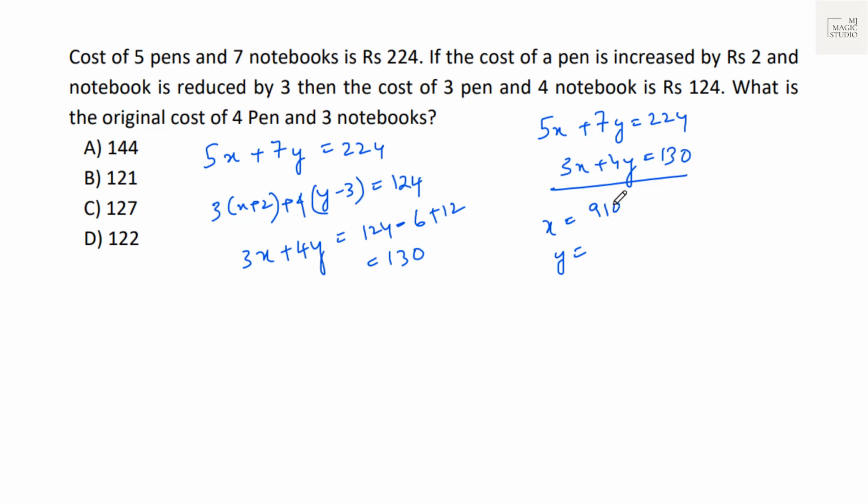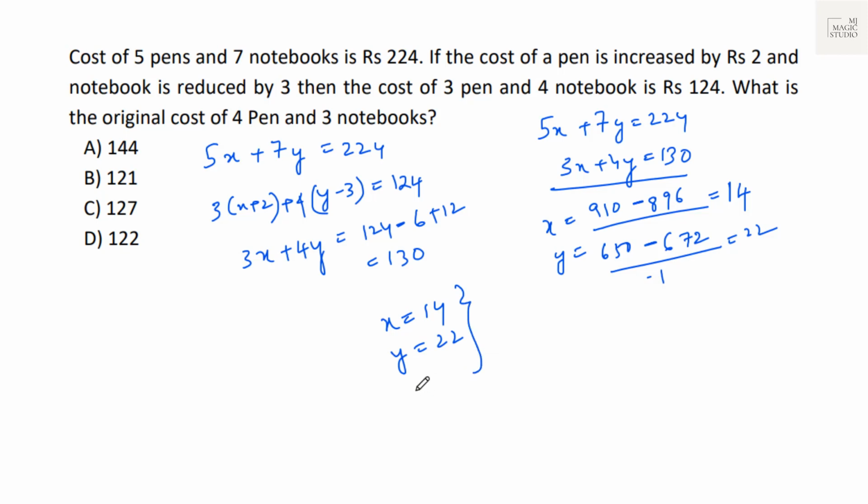So x will be: hide x, 7 into 13 is 91, minus 4 into 224, that is 896, so 91 0 minus 896, 14, divided by 20 minus 21, that will be minus 1, minus goes away, so x is equal to 14. I'm using that Cramer's rule shortcut. Y is: hide y, 650 minus 312, 338, and then 6 by minus 1 again, this will give us 22. So the value of x is 14, the value of y is 22. You use whatever method you want.